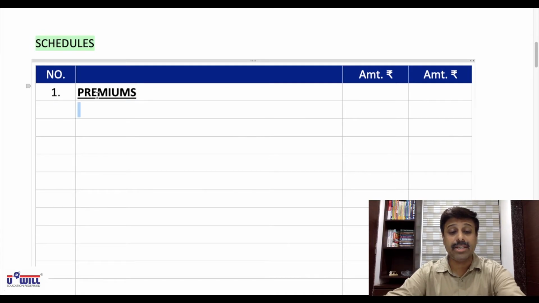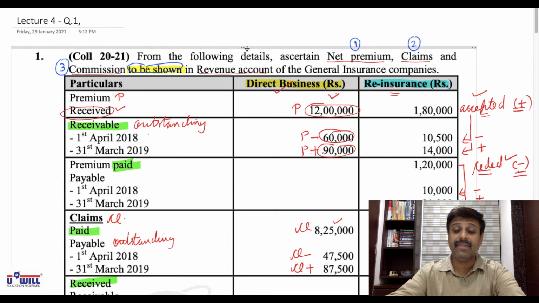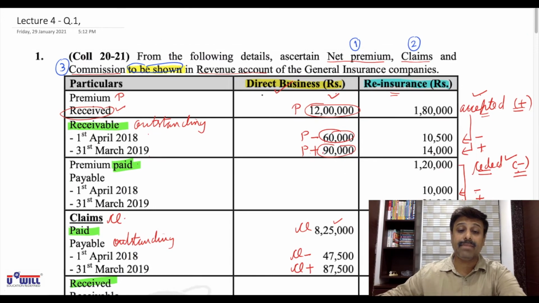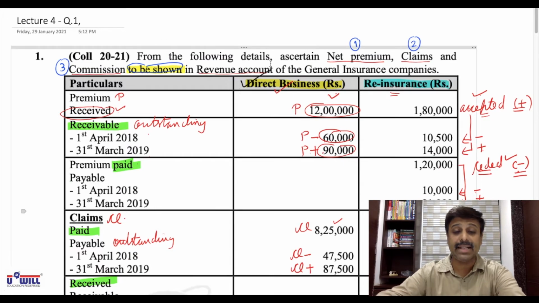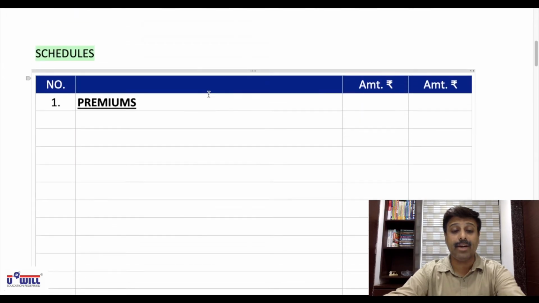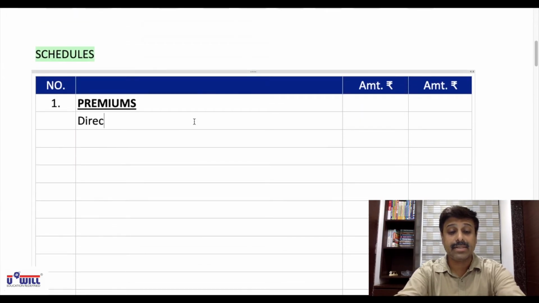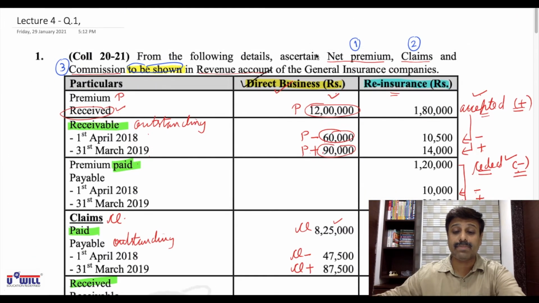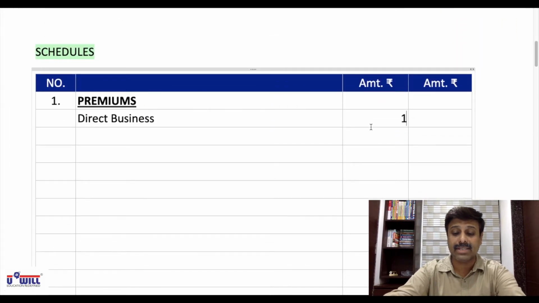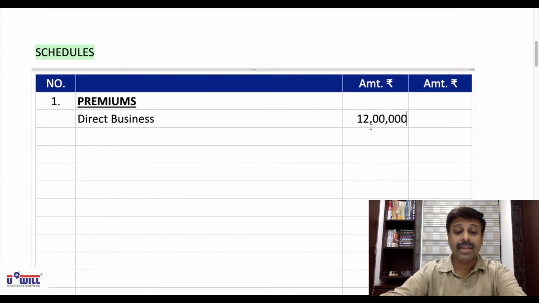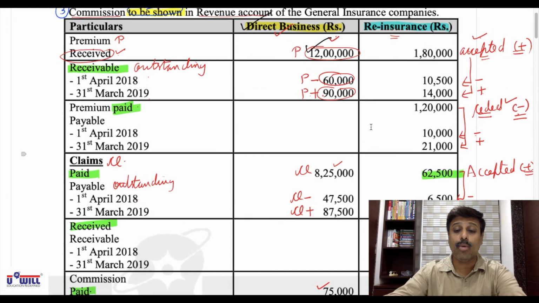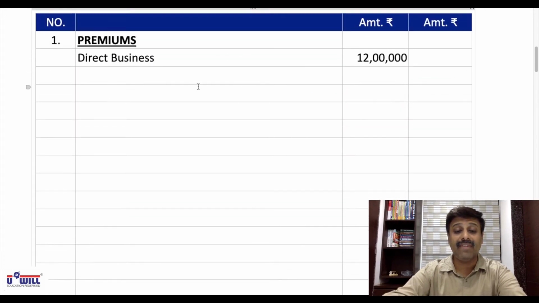So very first in insurance premium, we shall be starting with the premium of direct business. So all of you write down direct business. First in the inner column we'll record this premium of 12 lakhs. So all of you write down in the inner column 12 lakh rupees. Then in that, as we discussed, opening outstanding 60,000 we have to minus, closing outstanding 90,000 we have to plus.